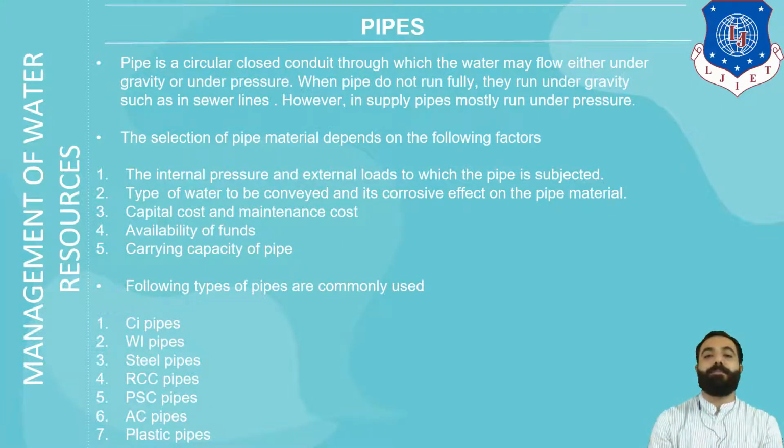The selection of pipe material depends on the following factors. First, what is the internal pressure? What are the external loads to which the pipe is subjected in future? Second, the type of water to be conveyed and its corrosive effect on the pipe material. Then capital cost, maintenance cost, availability of funds, and finally the carrying capacity of the pipe. So there are factors used to select the pipe material. Different types of pipes commonly used are cast iron pipe, wrought iron pipe, steel pipes, RCC, PSC, AC, and plastic pipes. Clear?